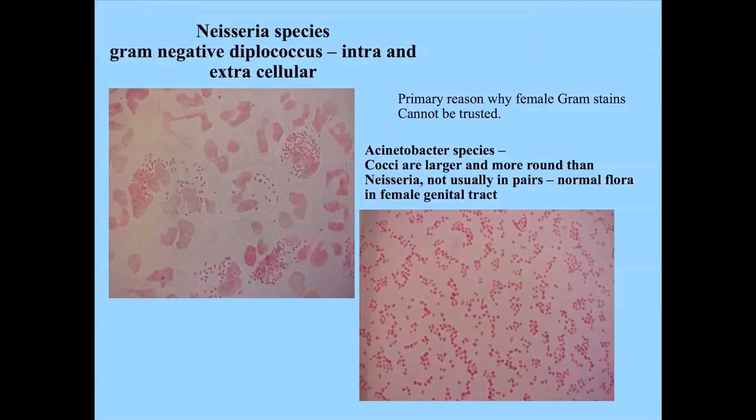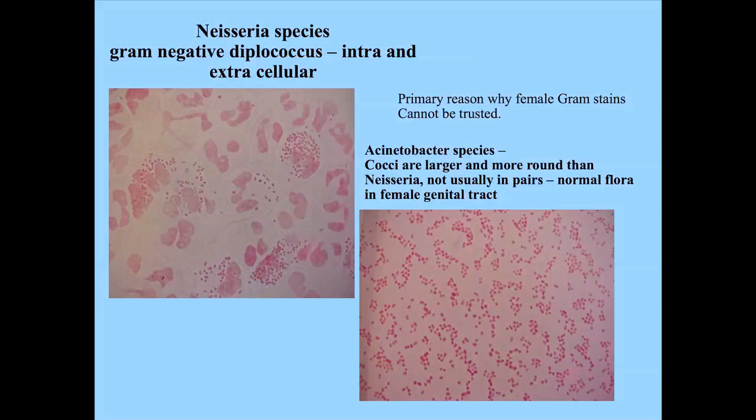On the next slide, we can see gram stains of Neisseria species and Acinetobacter species. On the upper left-hand side is your classic intracellular and a few extracellular Diplococcus that can be seen in Neisseria gonorrhoeae and Neisseria meningitidis. On the lower right-hand side, you can see the gram stain of Acinetobacter species.